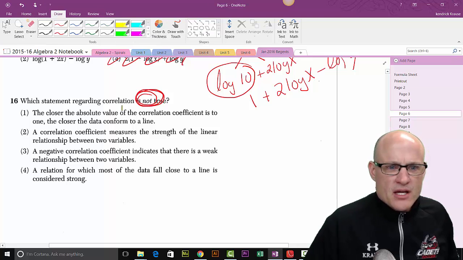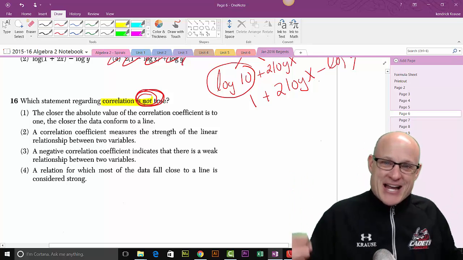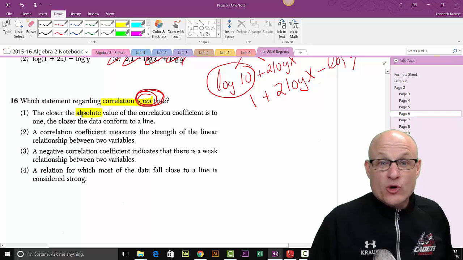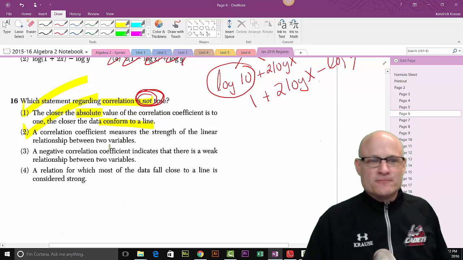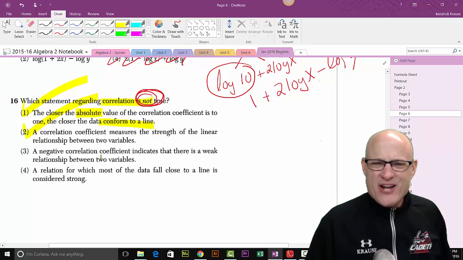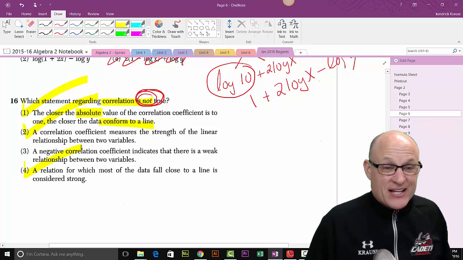Anyway, correlation coefficient. The closer it is to 1, the stronger it is. Closer to the absolute value, plus or minus 1, makes no difference. The closer the data is conformed to a line, yes, that's true. A correlation coefficient measures the strength of a linear relationship between two variables. Yes, that's true. A negative correlation coefficient indicates that there is a weak relation. No, that's not true. A relationship for which all data fall close to the line is strong. If it's close to the line, it's strong.